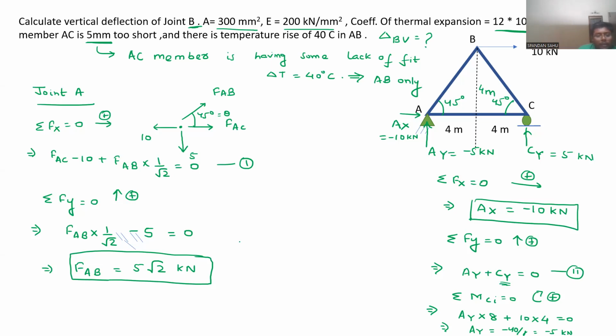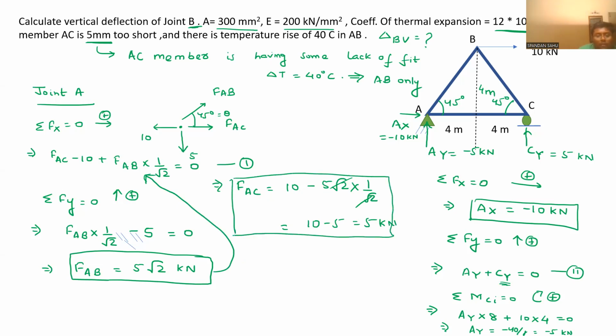We got FAB. Now substituting FAB here, we will get FAC. So let us do that. FAC will be 10 minus FAB, means 5 root 2 into 1 by root 2. So root 2 gets cancelled. So 10 minus 5 will be equal to 5 kilonewton. So FAC, we got 5 kilonewton. We got FAB as 5 root 2 kilonewton, FAC as 5 kilonewton. So this member force is done.